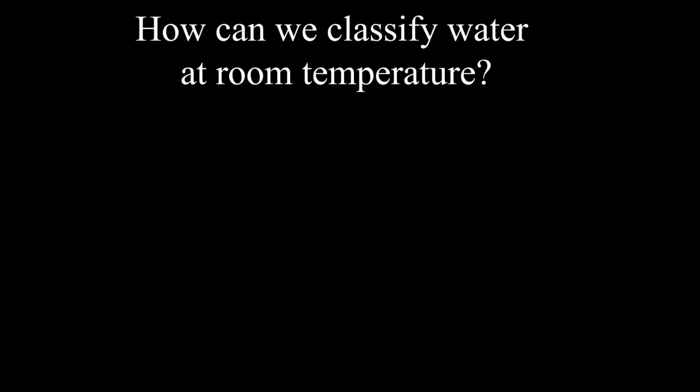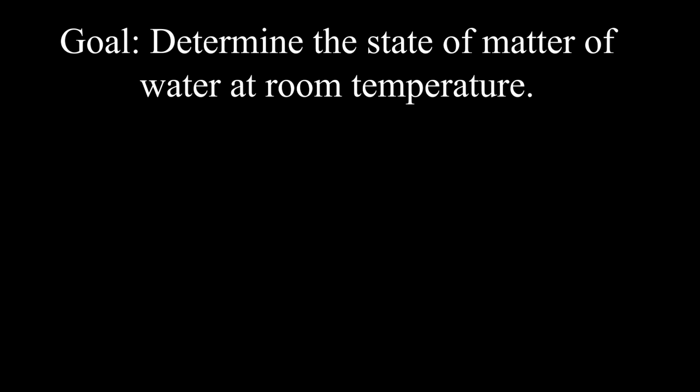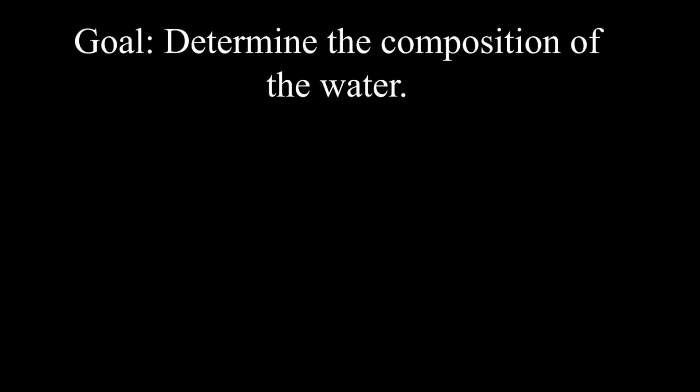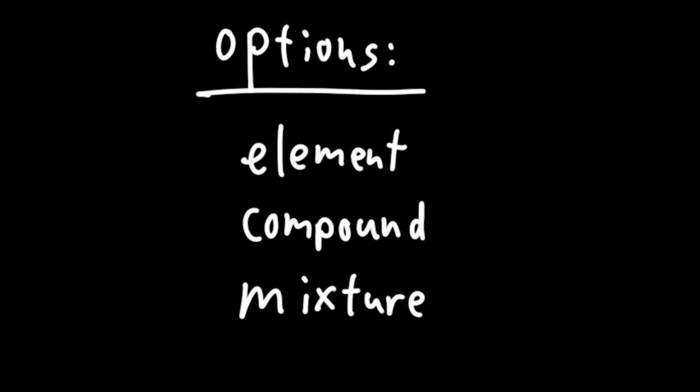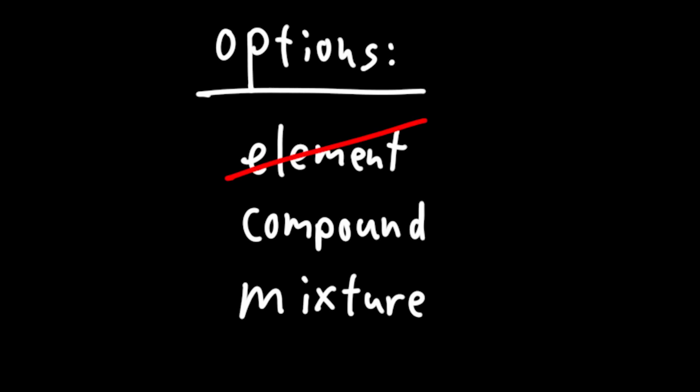Let's do a little bit of practice. How can we classify water at room temperature? To begin, let's determine the state of matter for water at room temperature. Water is a liquid at room temperature. Now let's determine its composition. Is water an element, compound, or mixture? Water is made up of 2 types of atoms, hydrogen and oxygen, so it's not a single element. Now, is it a compound or a mixture?